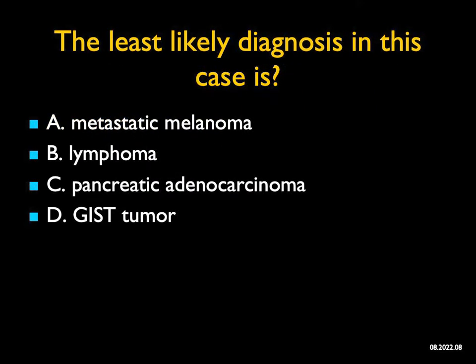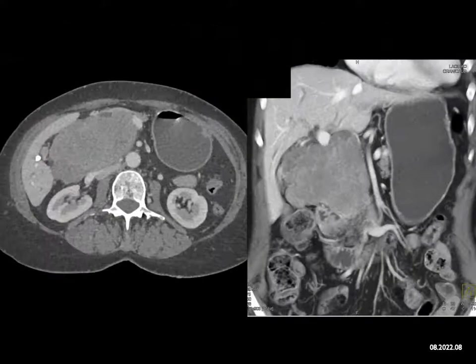The least likely diagnosis in this case is, and this is difficult to do with 2 images, but you see a large bulky mass in a patient who was referred actually to a pancreatic cancer conference for a pancreatic cancer. But you'll notice there's no significant duct dilatation in the liver, and it's kind of a little bit eccentric for what would typically be a pancreatic mass. And pancreatic adenocarcinoma is usually not this large.